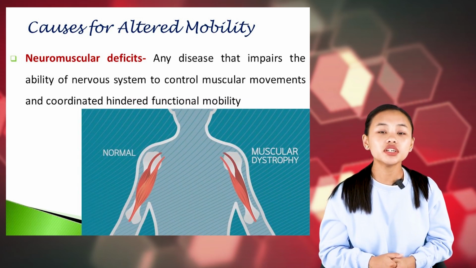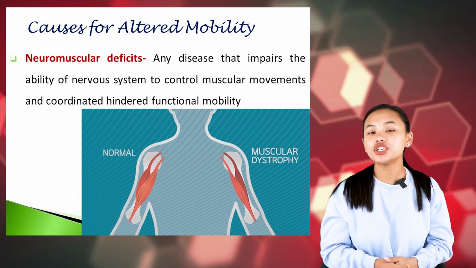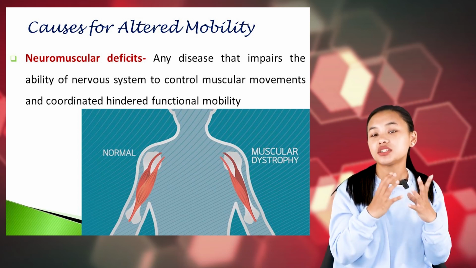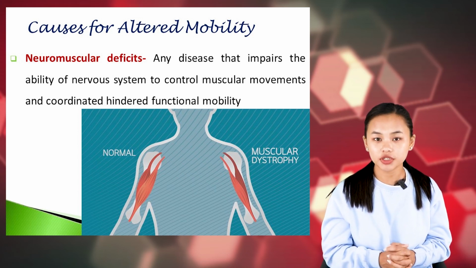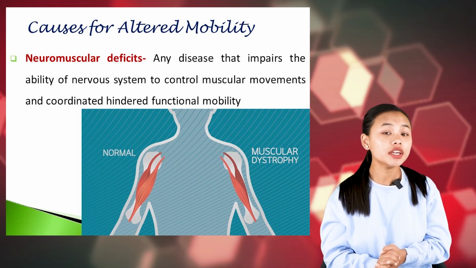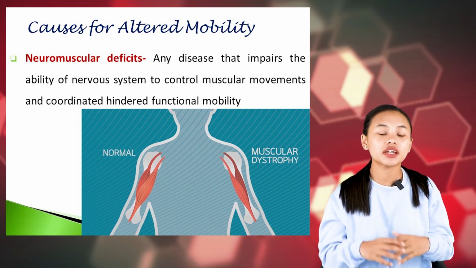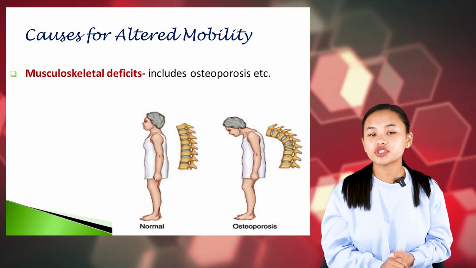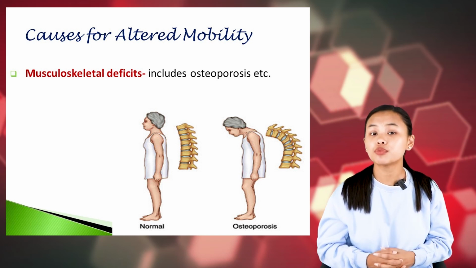The second one is the neuromuscular deficit. So here any disease that impairs the ability of the nervous system to control the muscular movement as well as the coordination can hinder the functional mobility of an individual. So here the most common example is muscular dystrophy. So even when an individual is having any neuromuscular deficit, it can also lead to an altered mobility. The next is the musculoskeletal deficits, which includes conditions such as osteomalacia or even osteoporosis.